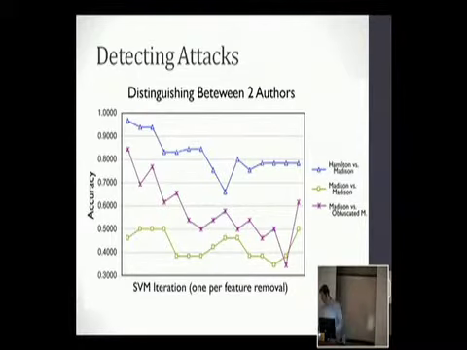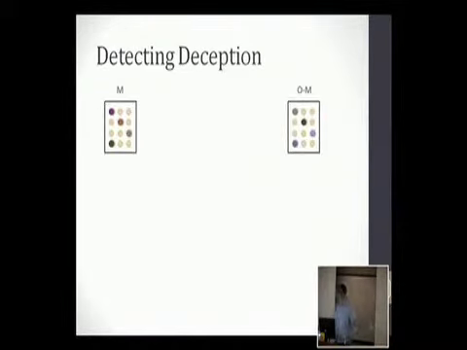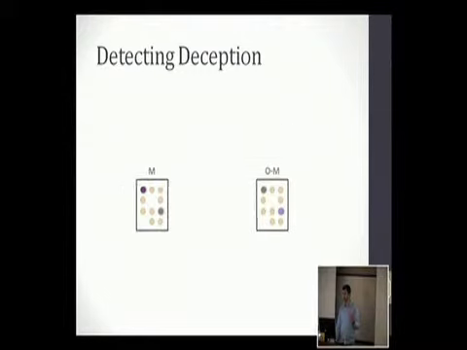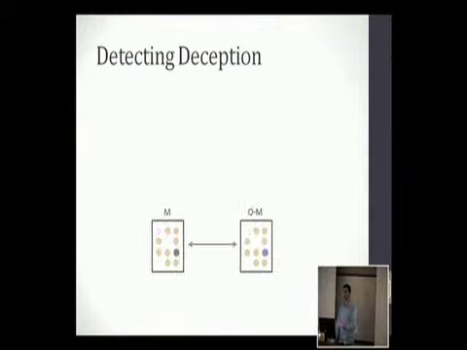And if that didn't make sense, here's just a simple graph. So say you have a Madison document and an obfuscated Madison document, and the tan circles are unmodified features and the colored circles are modified features. So these documents look pretty different. But as you remove the modified features one by one, you end up getting documents that look pretty similar to each other, and that's an indicator of deception.